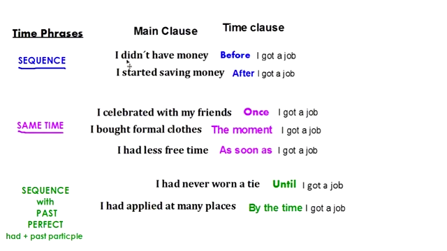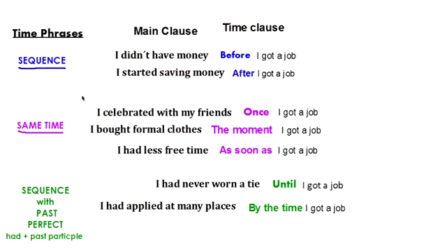Right. So I can say, I didn't have money before I got a job. Or I started saving money after I got a job. Or I celebrated with my friends once I got a job. Or I bought formal clothes the moment I got a job. Or I had less free time as soon as I got a job. Or I had never worn a tie until I got a job, and now I wear a tie. Or I had applied at many places by the time I got a job.